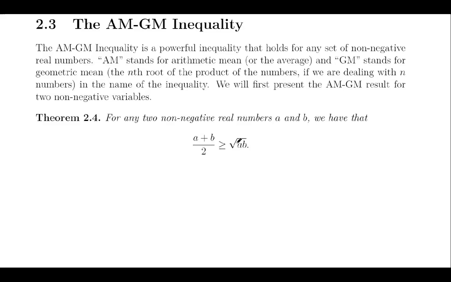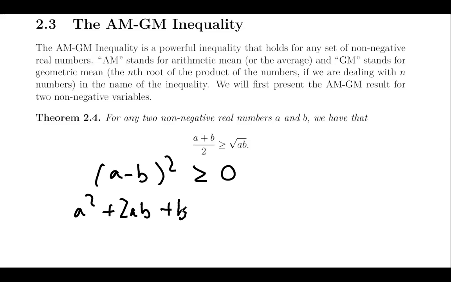So in order to prove this, we can take a look at the trivial inequality once again. We know that (a minus b) squared is greater than or equal to 0. And if we expand this part, we get a squared minus 2ab plus b squared.